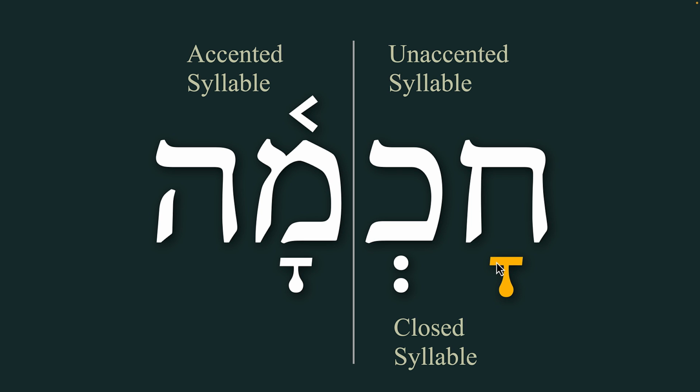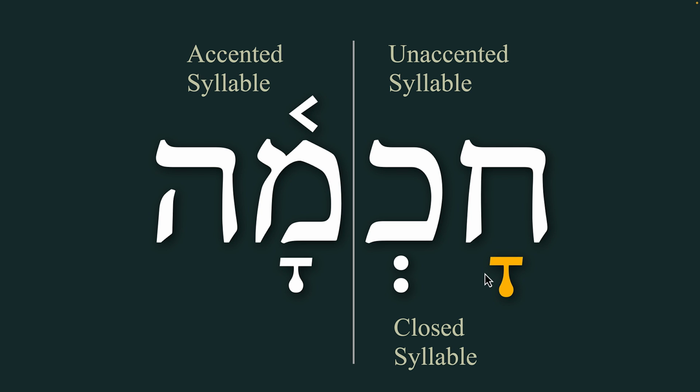According to the rules of schwa, this schwa would be audible. It's not a silent schwa, so you should say chachema. But in this case, we treat this as a short vowel.